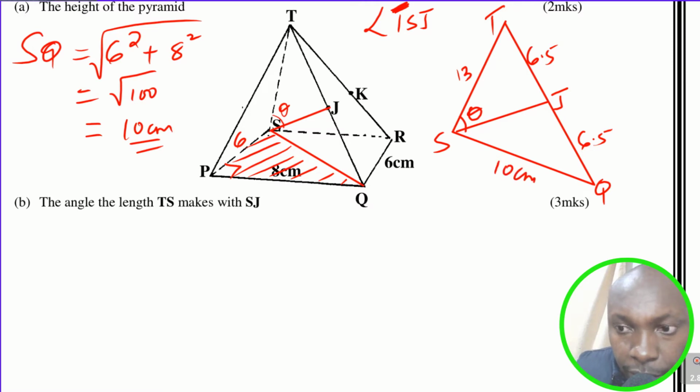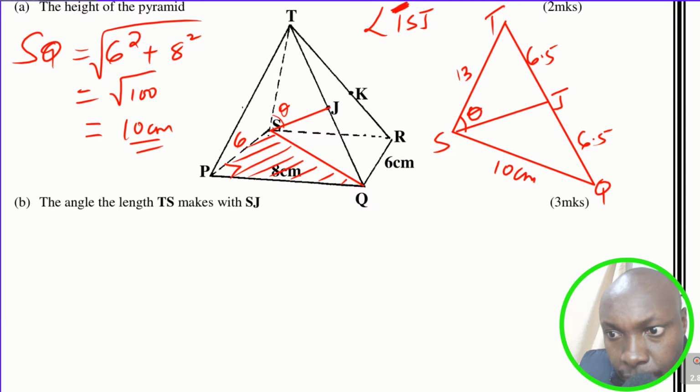Now we're still getting the measurements. Looking at the triangle now, the intention is to get the angle TSJ. TSJ is the angle that you're looking for. So far I don't see any measurement that we've got that is going to help us to obtain that. So we need to think of sine rule, cosine rule. Trigonometric ratios will not apply here since we don't have any right angle anywhere.